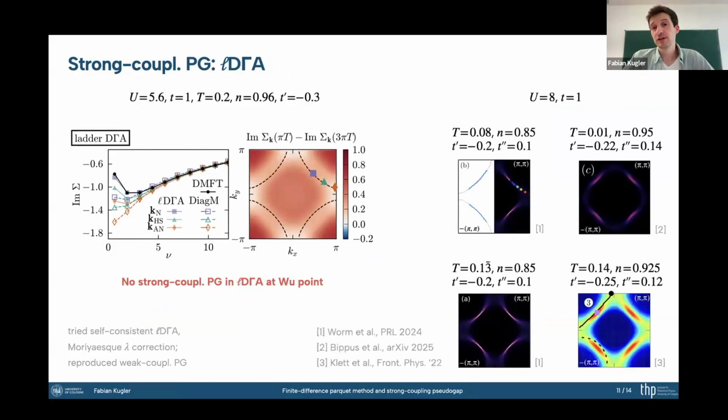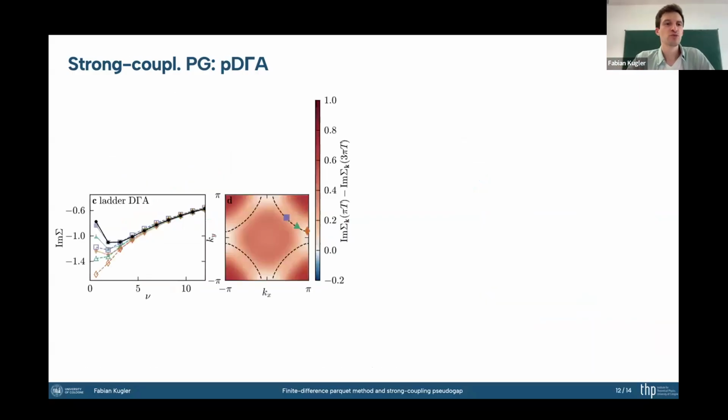I want to point out that other papers have documented a strong coupling pseudogap in ladder DΓA, as shown here. The reason for this discrepancy is probably that these works were at a larger value of U and at lower temperatures. But in any case, we tried all flavors of ladder DΓA, and we did not find a strong coupling pseudogap at the Wu point.